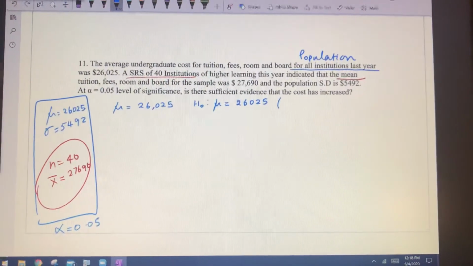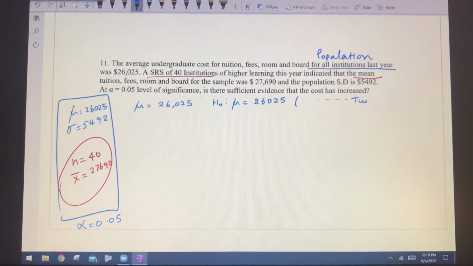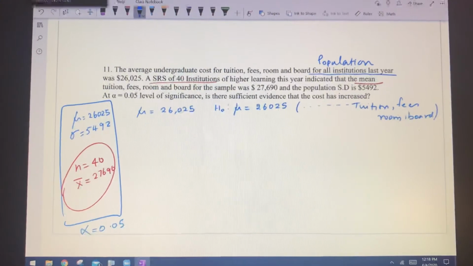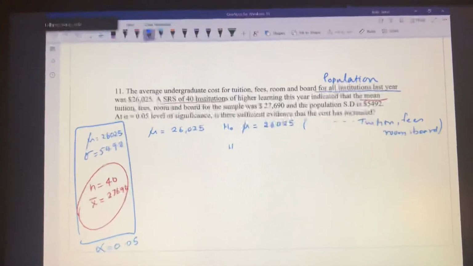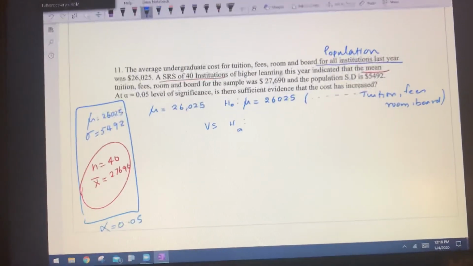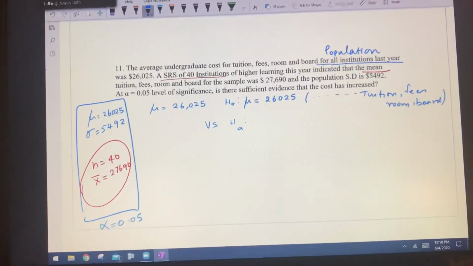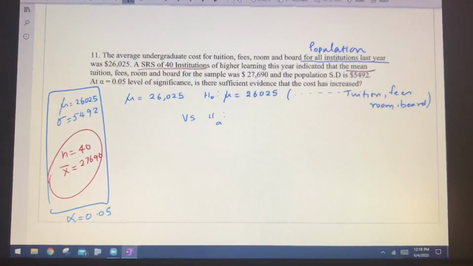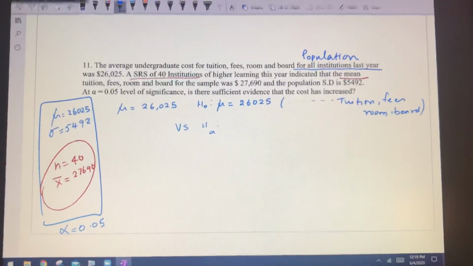So what is that? The tuition fees, and then room, and then the board, everything is going to be 26,025. All right, now for choosing the alternative hypothesis, what is going to be tested? Now we are going to read the last sentence. At alpha equal to 0.05 level of significance, you are going to test the statement: is there sufficient evidence that the cost has increased?